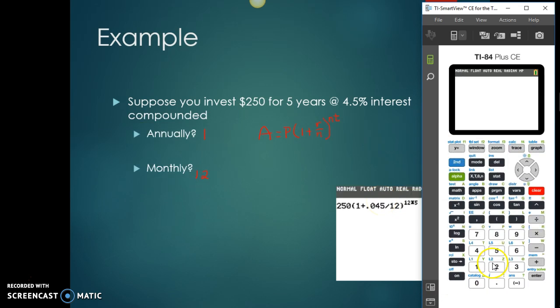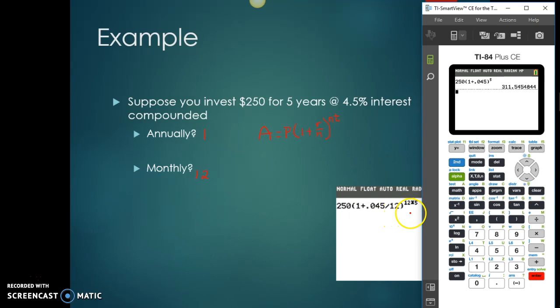we're going to type in 250, and then 1 plus 0.045, so 1.045 raised to the 5th power. We don't need the ones for annually, and so when we hit enter, we should end up with $311.55. And then if you did monthly, the N now becomes a 12.